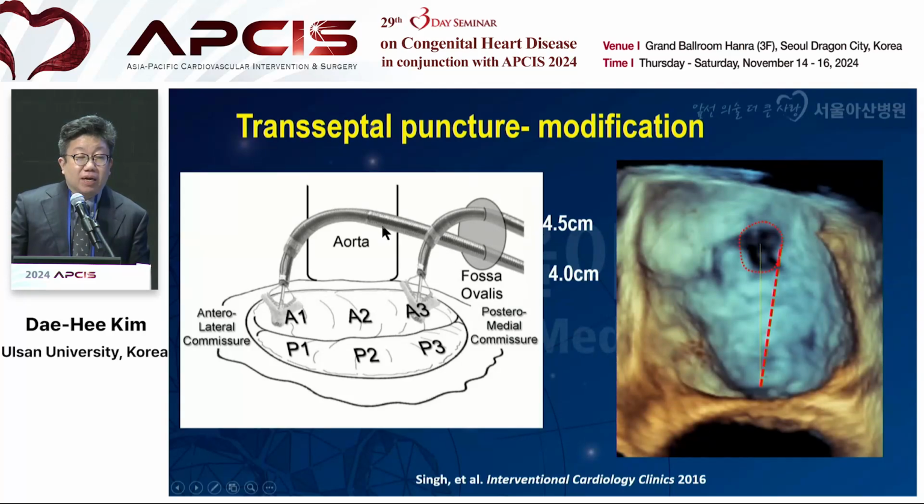But a slight modification of septal puncture height is needed according to the regional characteristics. For the medial commissural region, a slightly higher puncture height, 4.5 centimeter, is required. In contrast, for delivery of the catheter to the lateral commissural region, a slightly lower puncture height of 4.0 centimeter is required.